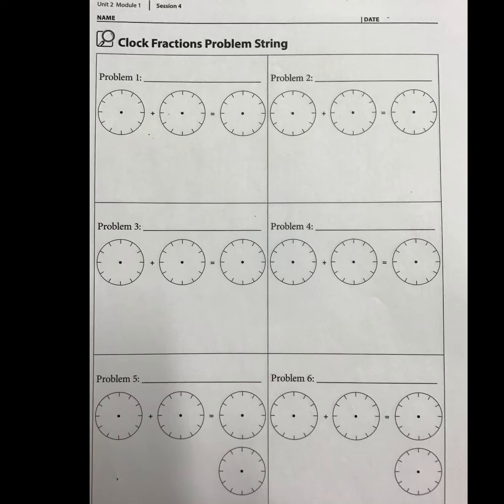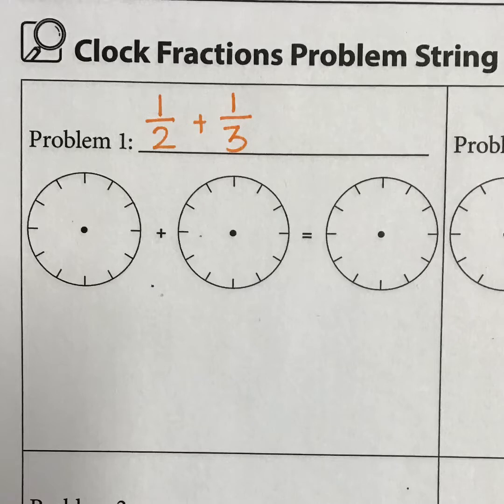Open up to page 36 in your student book. We're going to continue talking about clock fractions today, and we're going to work on a problem string. What I'd like for you to do is make sure that you have access to your notes, because the clock fractions in simplest form, the little key that we have, is going to be very helpful. You also have a page inside of your student book that will also help.